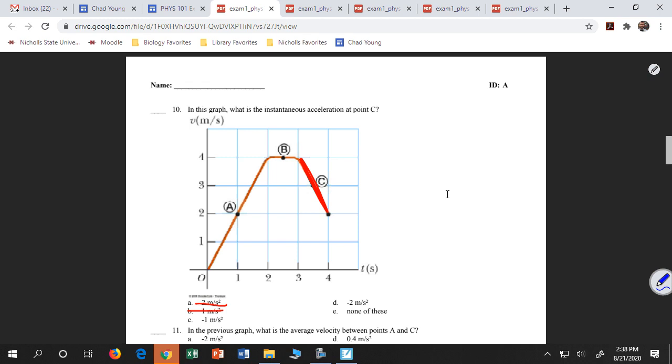And then I can find my slope here: 4 minus 2 divided by 4 minus 3, 2 divided by 1. Rise over run. And so that's going to be my slope, which is -2. Really, my rise over run would be -2 over 1. Okay?